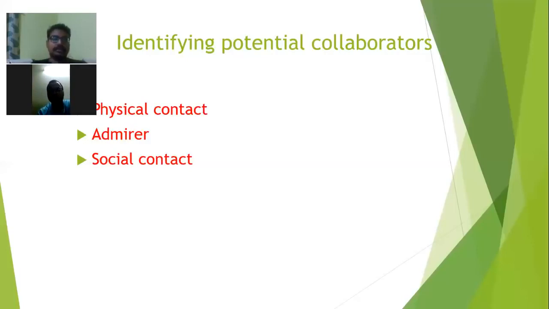Yes, that is true. Very important while contacting someone through mail. Yes. So the third type of contact, or the third type of potential collaborator, that we have named the social contact.